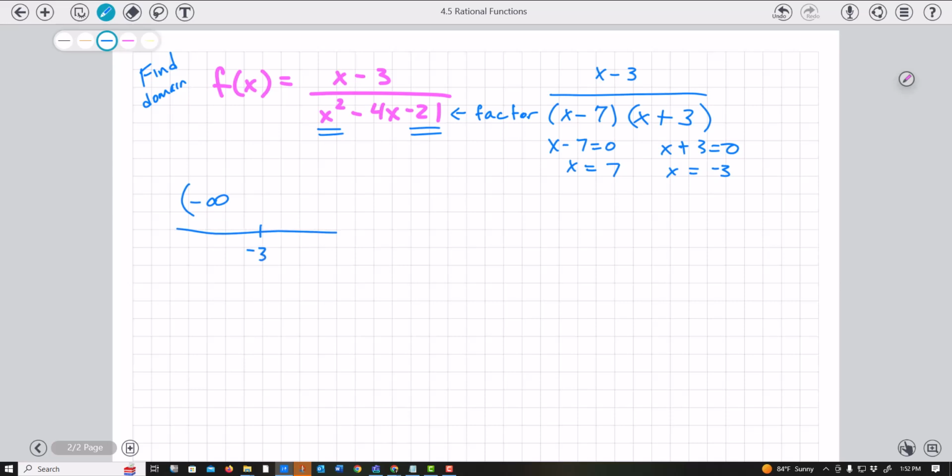Until I hit negative 3, and I can't touch it, so it needs to be a parentheses, union, then it jumps from, oops, I forgot my negative sign there. It jumps from negative 3 to 7. And yes, I know my number line is not drawn to scale. And then it jumps from the other side of 7 and heads out to infinity. So the domain would be any real number except those that were x equals negative 3 and 7.